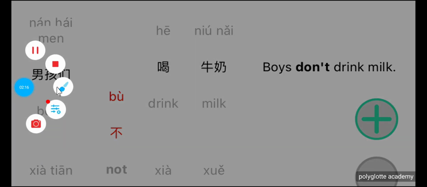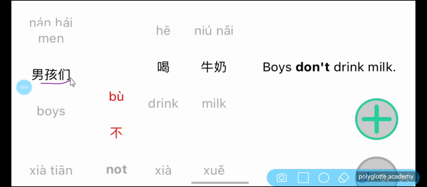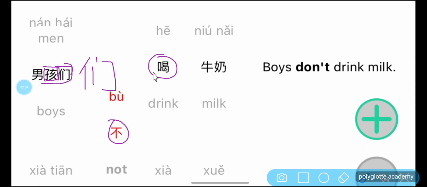Our next sentence here will involve 男孩们. We said 男 is a masculine character attached to the character of a child. 孩 means a child, so 男孩 means boy. And we have the plural marker here, 们. We've seen it in the previous lesson, the plural marker 们, which adds plurality to a word. So 男孩们, which means boys. 男孩们不喝牛奶, which means boys don't drink milk.